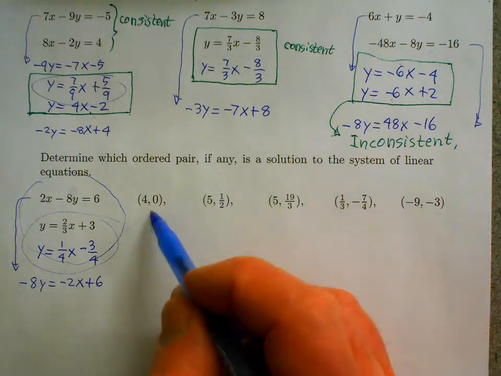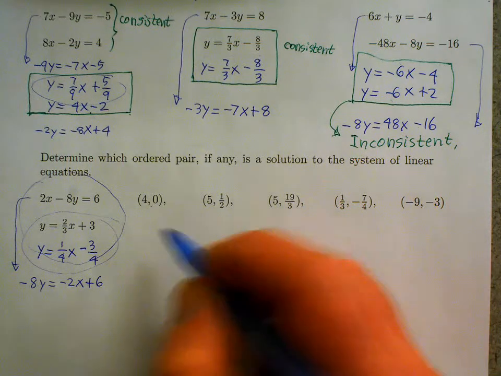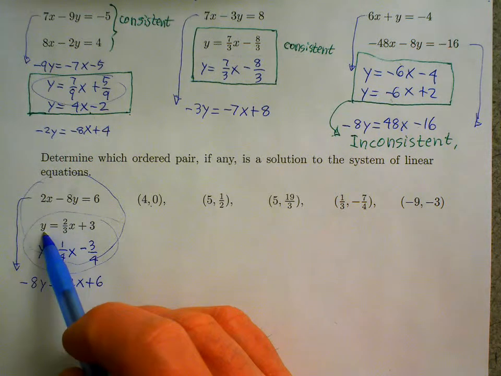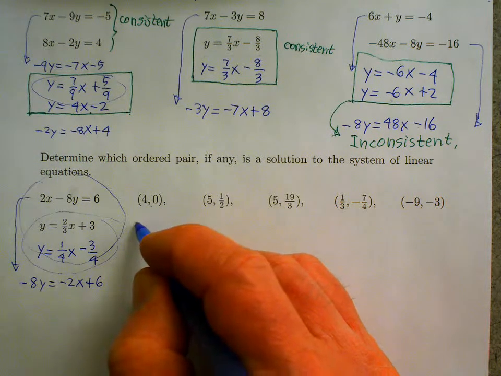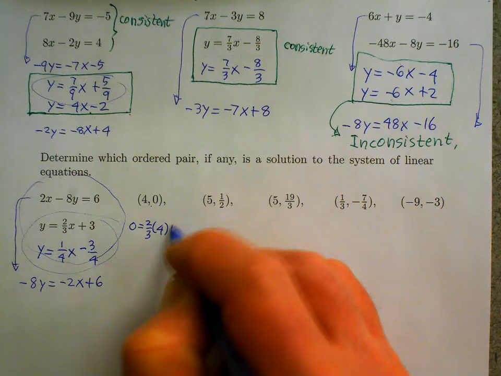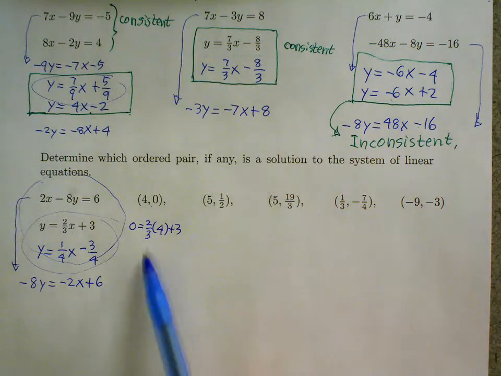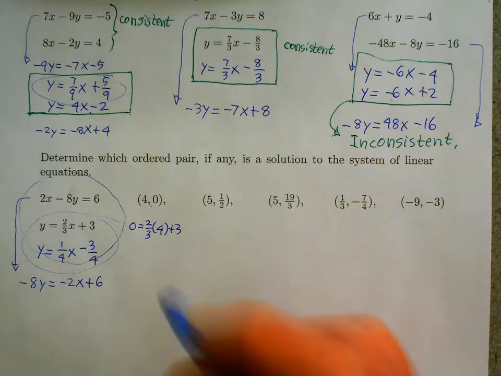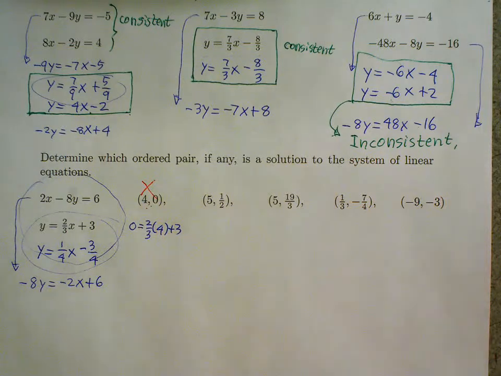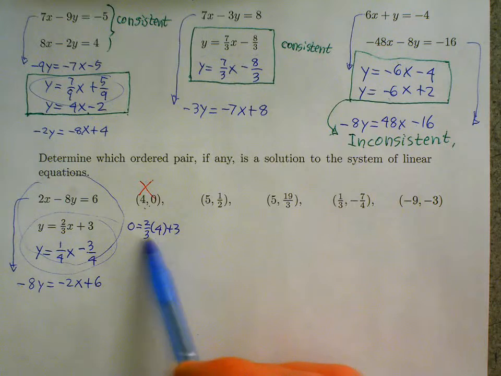Okay, so let's get started with 4, 0. If we replace x with 4 and y with 0, we get 0 equals 2/3 times 4 plus 3. Well, this equation is false, so that means it's not a point on the top line. So this point is not a solution. As soon as you get an equation that's false, you don't need to test any further.